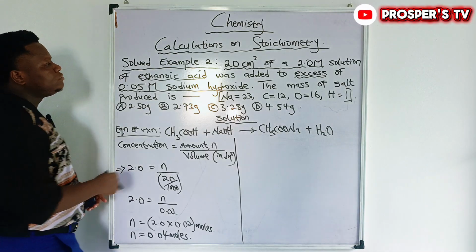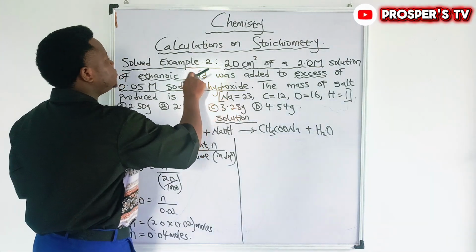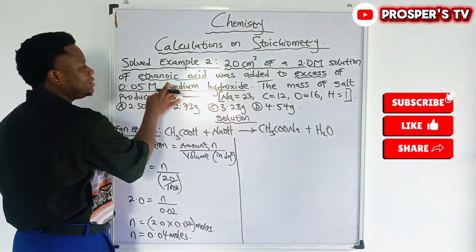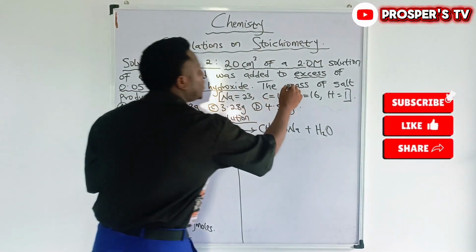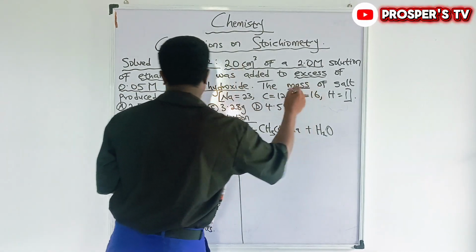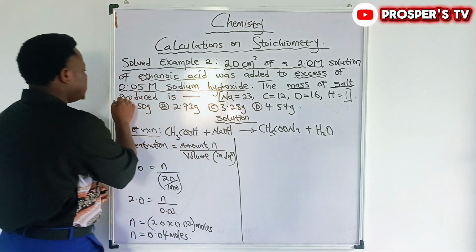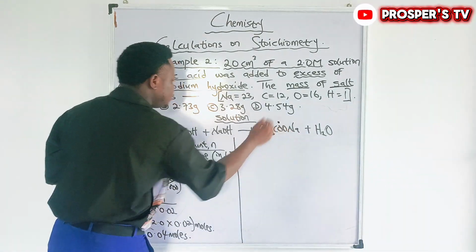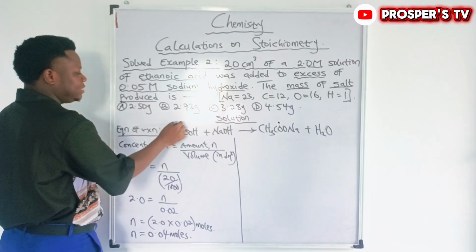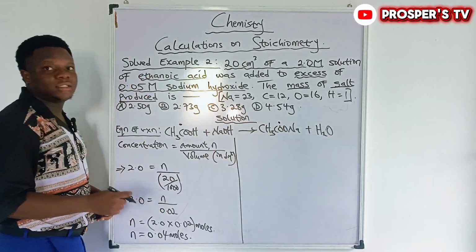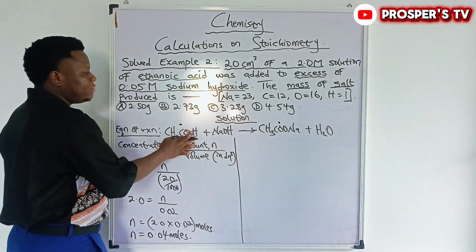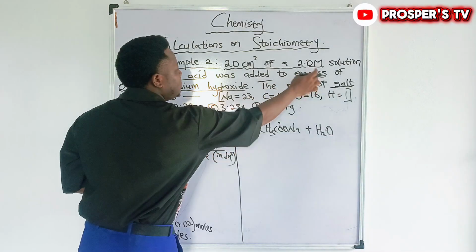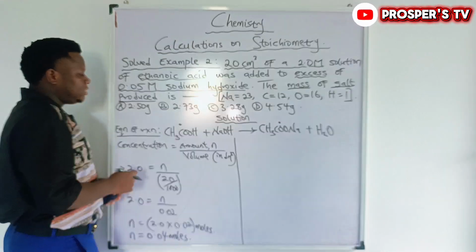Your stoichiometry. Now the question says 20 centimeter cube of that solution was added to excess of this. The mass of salt produced, mass of what? Salt produced. So what's the salt produced in this case? This is your salt. So we're stating our stoichiometry between this and this. Remember, that's your first step when solving calculation. So I'm using this and this. I told you, you don't bother about the sodium hydroxide because the amount is in excess. So we're stating our stoichiometry.